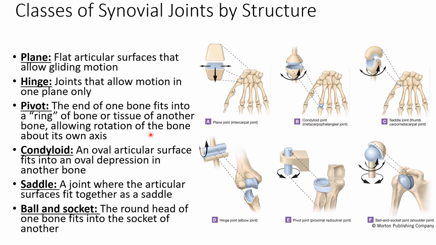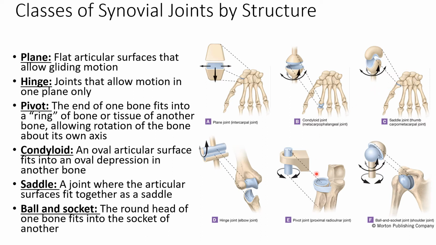Down to condyloid, an oval articular surface. It fits into an oval depression in another bone. So the example here we have the metacarpal phalangeal joint right here. You can see that. Then we also have saddle joints. So this is a joint where the articular surfaces fit together and it looks really just like a saddle. So for here we have the carpal metacarpal joint right there. You can see that for the thumb.